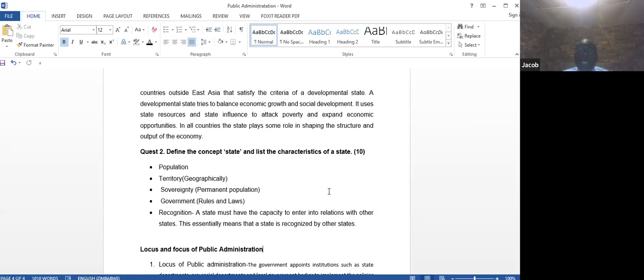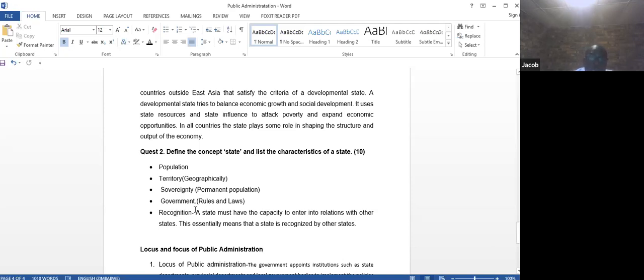So when you are giving a definition of a state, you are simply combining the characteristics of a state. So a state, like we said, is a sovereign entity, a sovereign country that has control and authority over a population and territory, and that also has a government. So the characteristics of a state include population, territory, sovereignty, recognition.